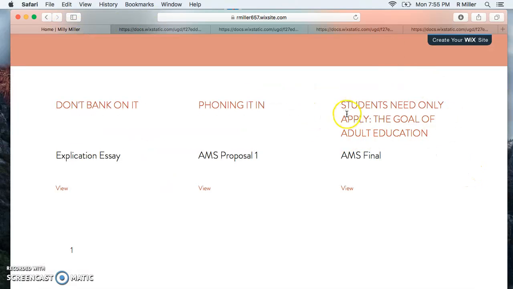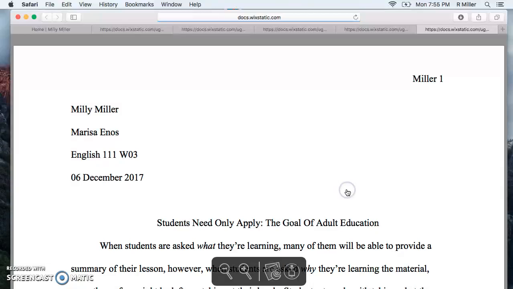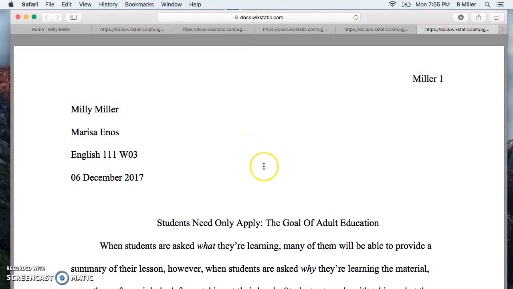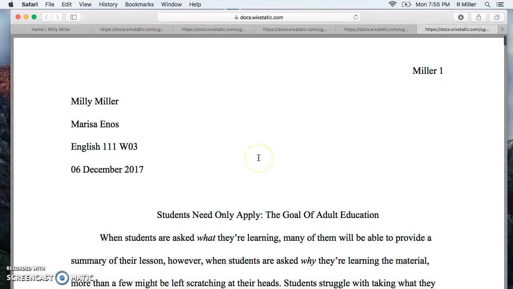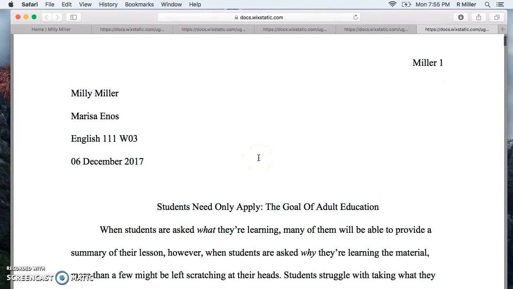My AMS final was about students applying the knowledge they learn in the classroom and what the goal of adult education really is. In this paper, again, the synthesis, I was driven by that key idea. And I think in my first attempt of this paper, I focused a little too much on what my authors had to say and how they could agree.